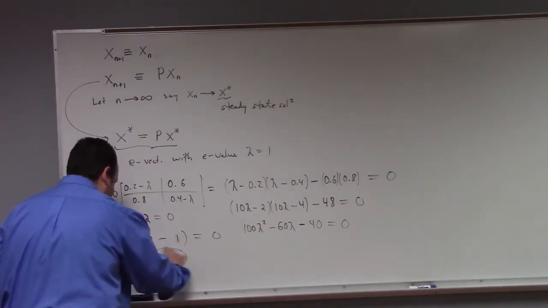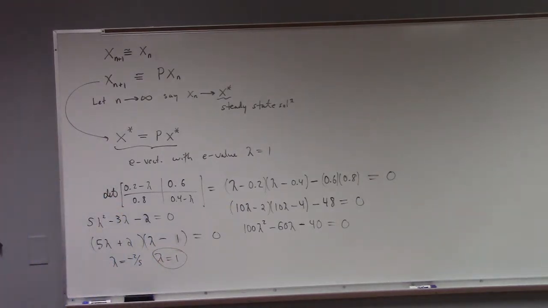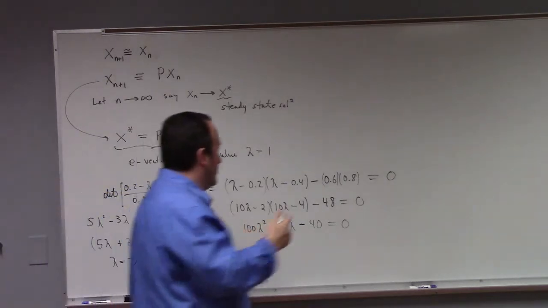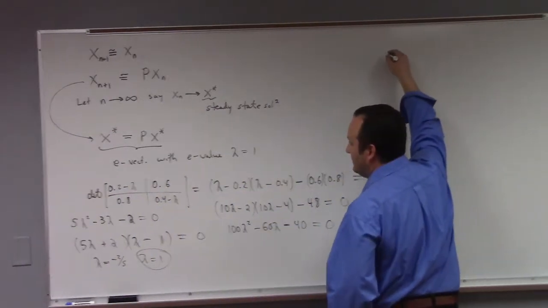That's the one we're interested in. That's not an accident. Eigenvalue 1 is always an eigenvalue of a stochastic matrix. This is not a coincidence. And so, of course, we want to look for the one with eigenvalue 1, which would be what?